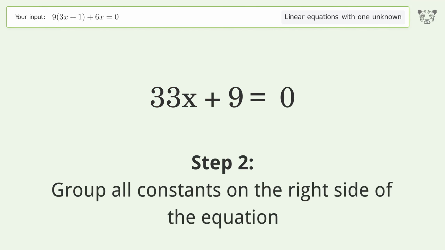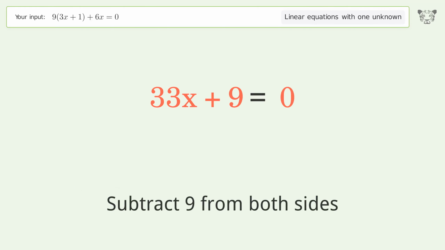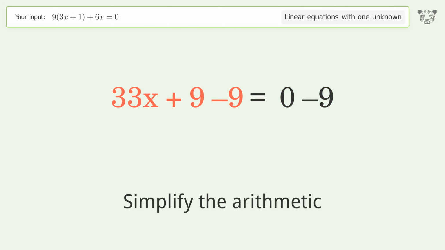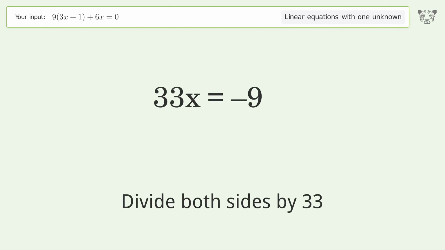Group all constants on the right side of the equation. Subtract 9 from both sides. Simplify the arithmetic. Isolate the x. Divide both sides by 33.